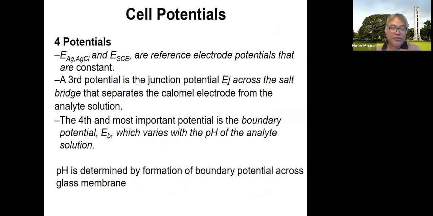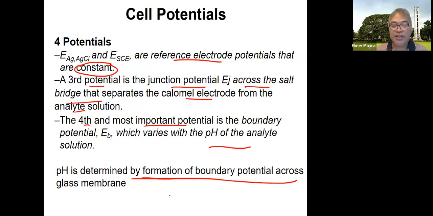And if you're going to look at these four potentials, two of them are the reference electrode potentials. They are usually constant. The third one is the junction potential across the salt bridge that separates the calomel electrode from the analyte electrode. And the fourth and the most important potential is the boundary potential, which varies depending on the analyte solution pH. And they said pH is determined by the formation of potential across the glass membrane.